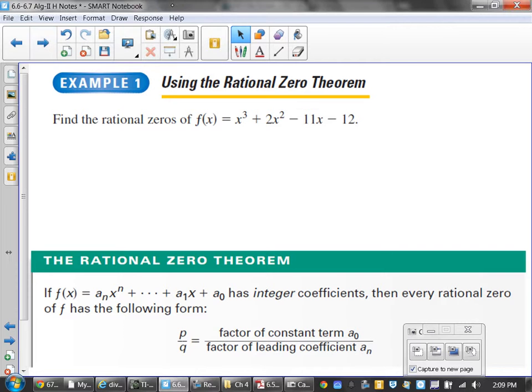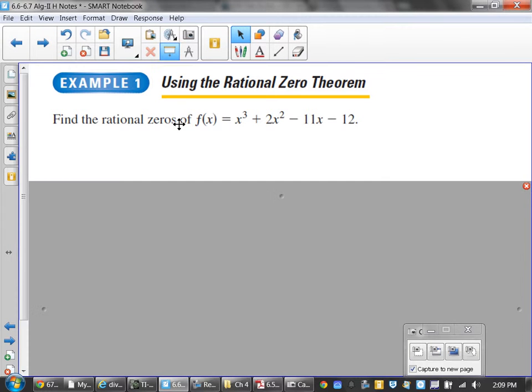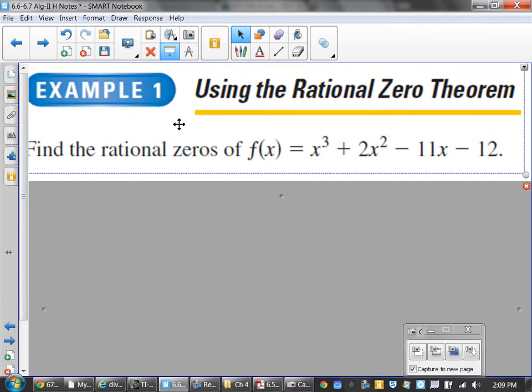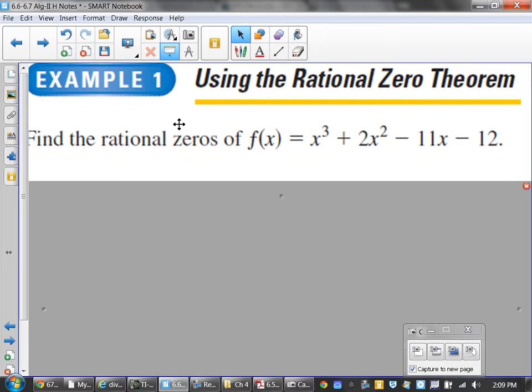Let's walk through how this rational zero theorem works. What we're going to do here is take the following function, f of x is x cubed plus 2x squared minus 11x minus 12, and we're going to find all the possible rational zeros of that.